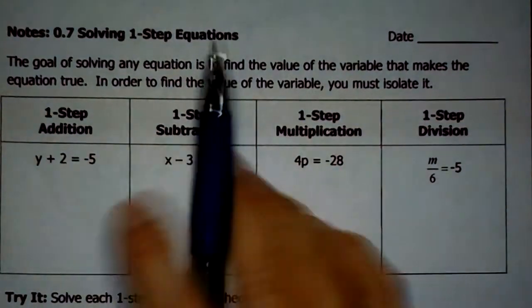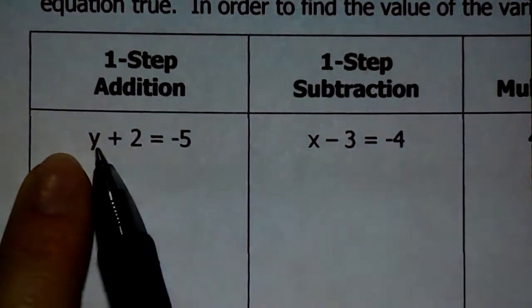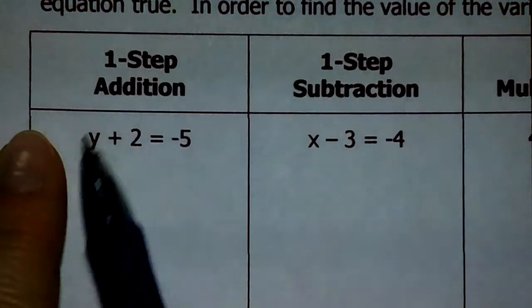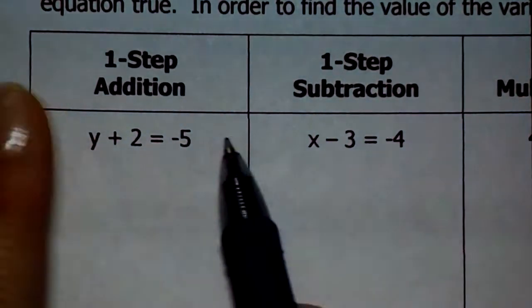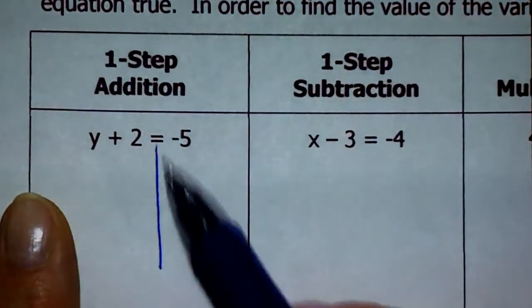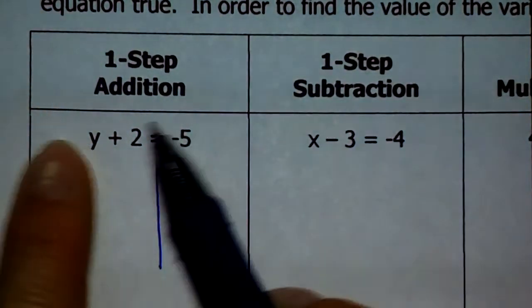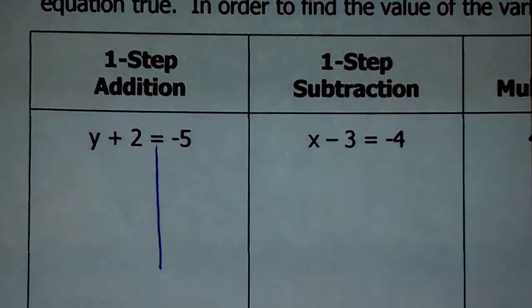So let's take this first one, the one-step addition equation. It's your job to figure out what value of y makes this side equal to this side. So first off, I want you to look at each equation like a little balanced scale. Here's the equal sign. And right now, this side is just as heavy as this side. They're worth the same amount, okay?